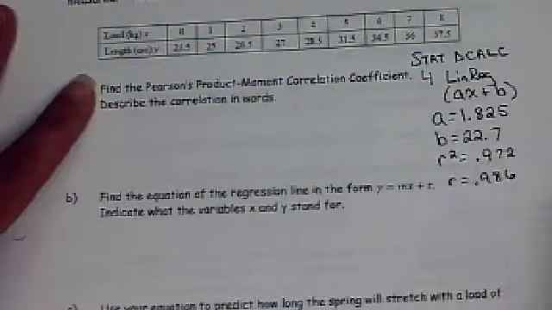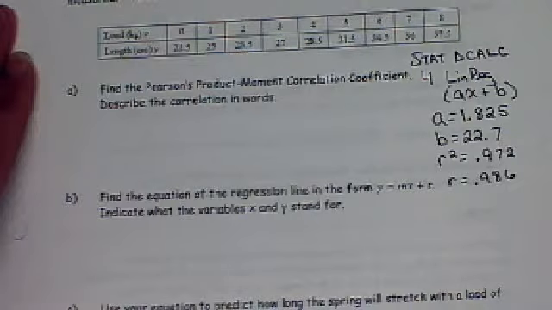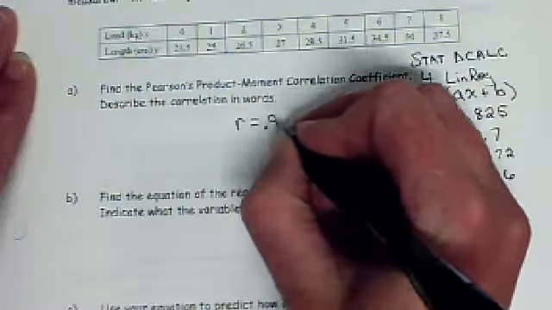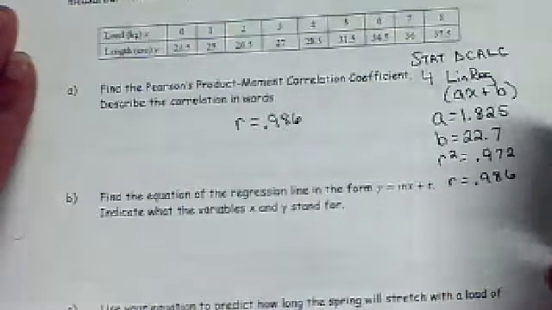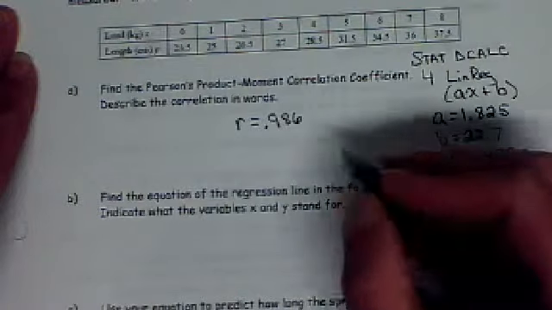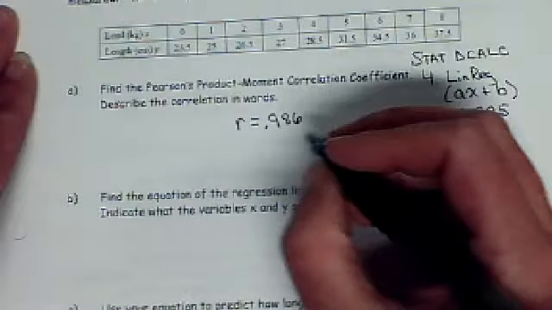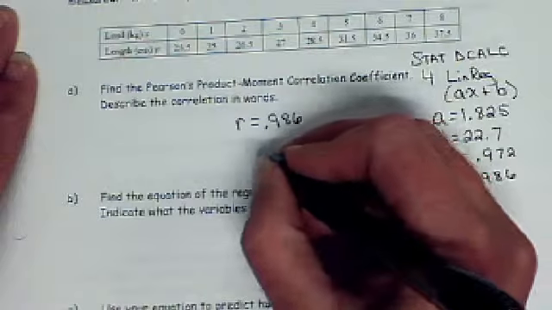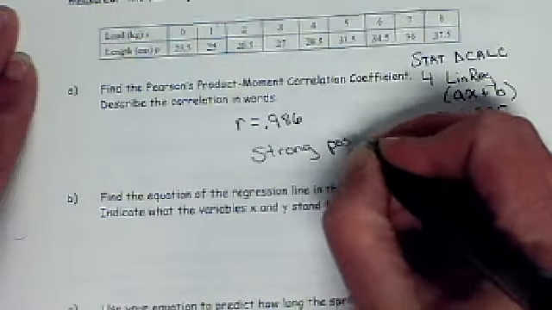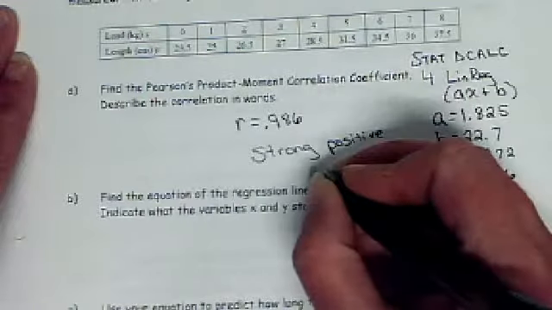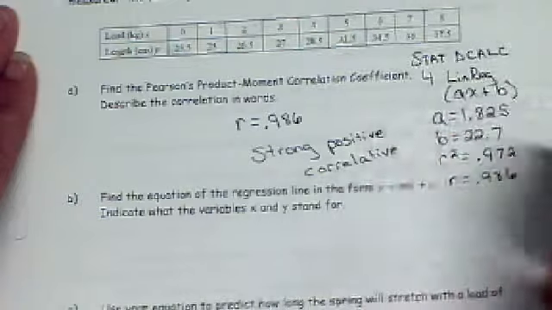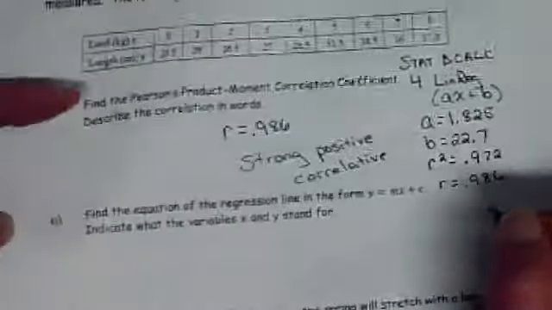So which one is the Pearson's product moment correlation coefficient? It's R. So how would you describe it? Well, it's positive, and it is really, really strong. So this is a strong positive correlation. It's above 0.8. It is almost 1. This is a strong positive correlation.